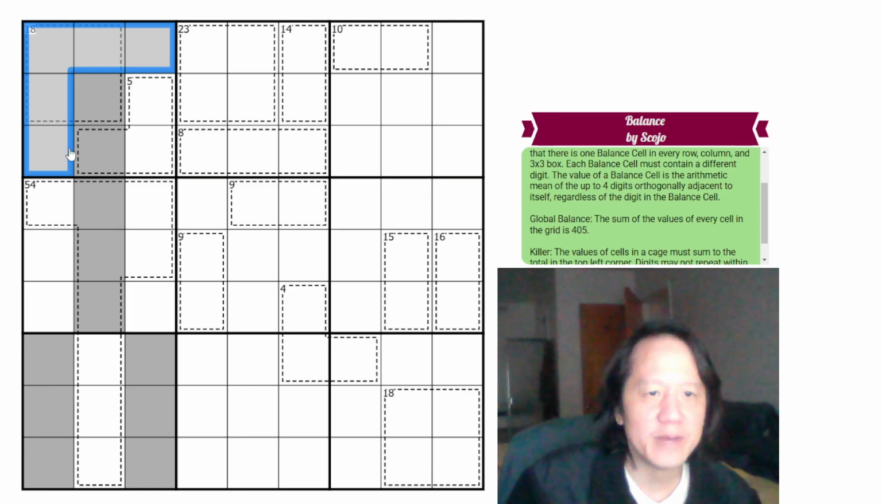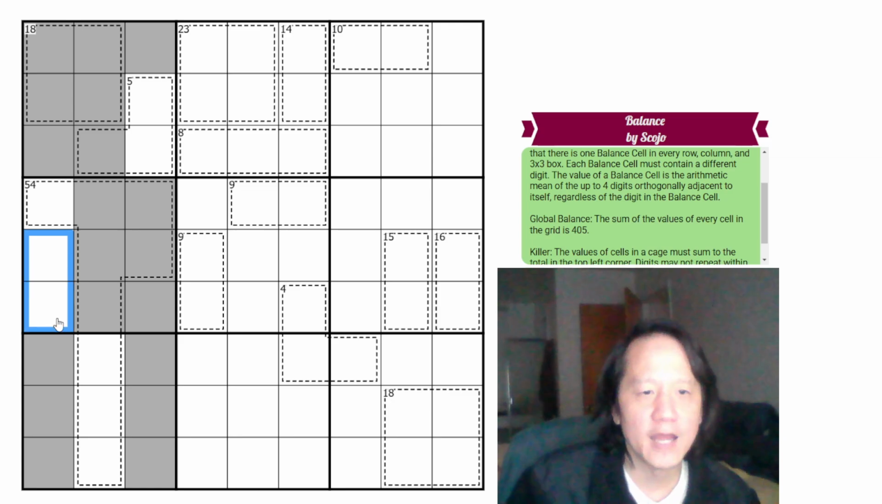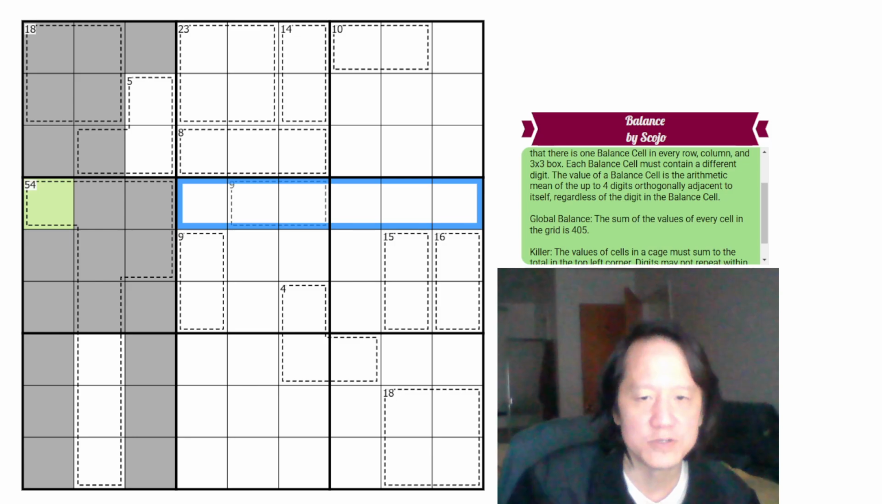Therefore, where is the balanced cell in box 1? It has to be one of these 2 cells, which eliminates all the rest of the column from being balanced cells. And this one cannot be a balanced cell. Therefore, this must be a balanced cell. We're going to make that one, which eliminates all the balanced cells in the rest of the row.